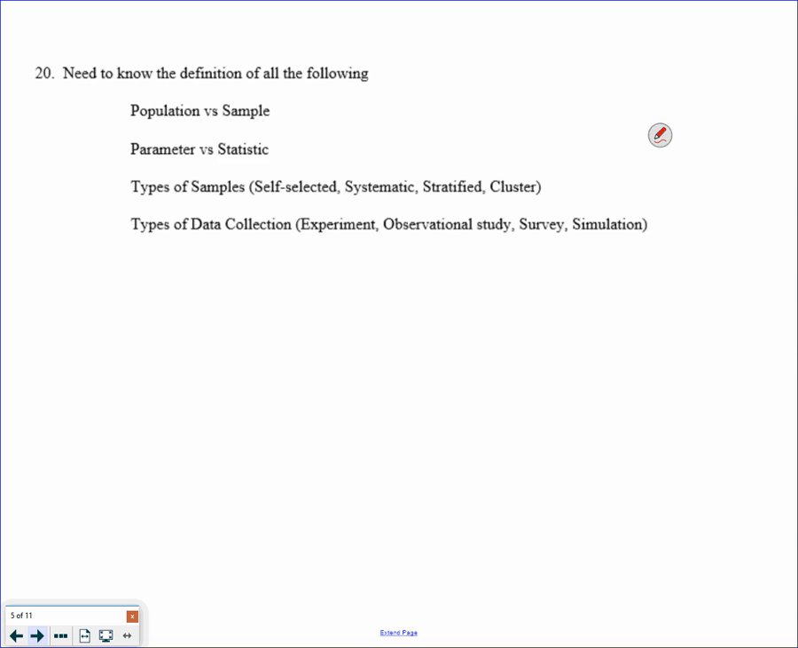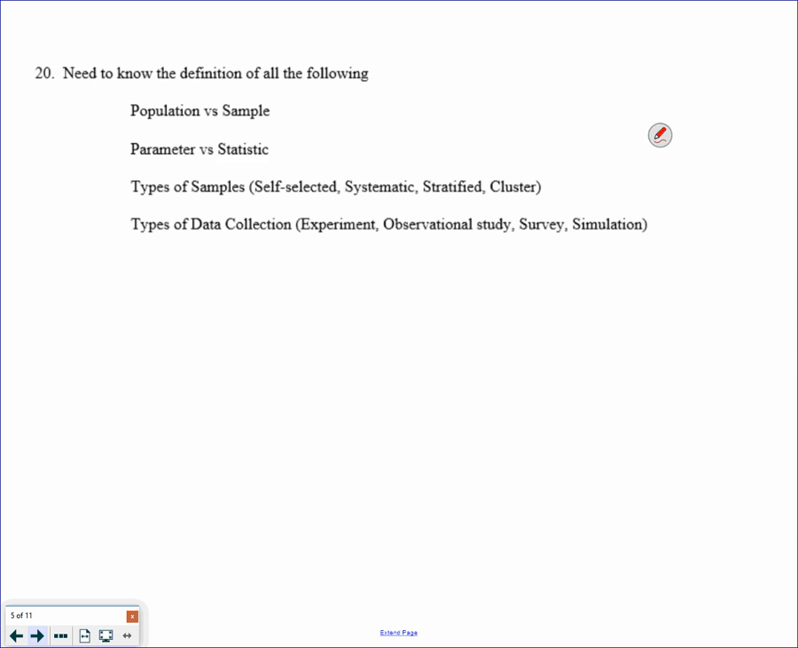Now, different types of samples that you need to understand. Obviously, there's random. Basically, if you put everybody's name into a hat and drew out a number, you're talking about a random sample. Self-selected is if you send out an email, and then only the people that respond to the email, that would be a self-selected survey. Systematic means there's a rule. A rule is basically like you're going to talk to every fifth person, or every other person, or something like that, in which you have a system in which you are asking the questions.